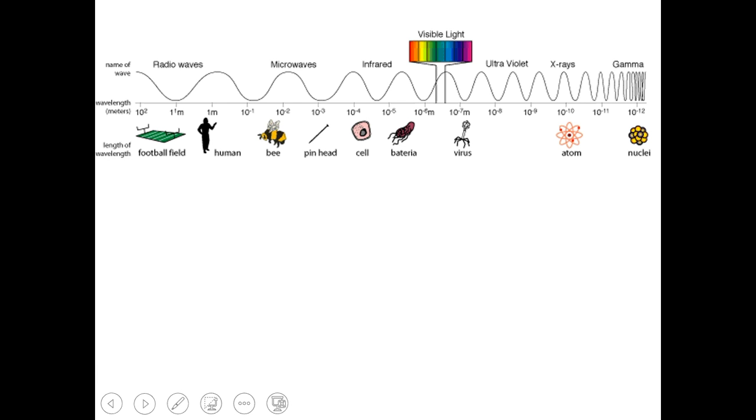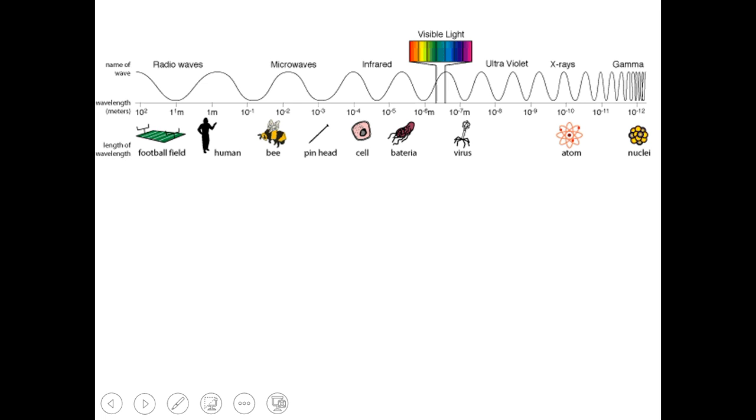This lesson is about electromagnetic radiation. This in front of you is called the electromagnetic spectrum. And what we can see here is that waves come in many different wavelengths, meaning one wave from a peak to a trough, so from a top point to a bottom point, would be different sizes depending on what kind of wave it is.